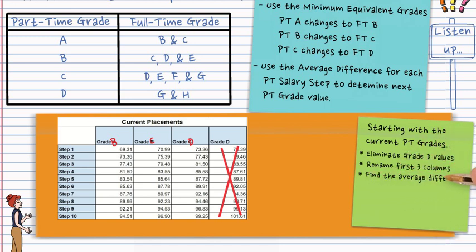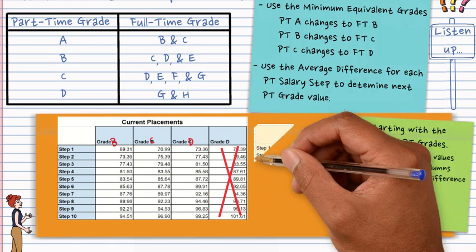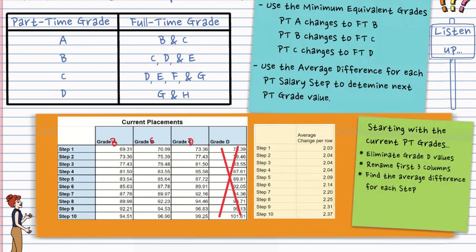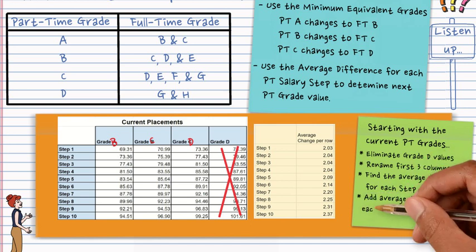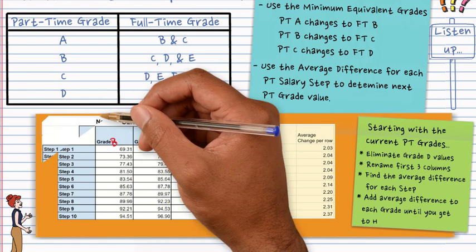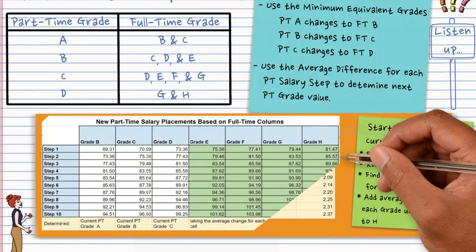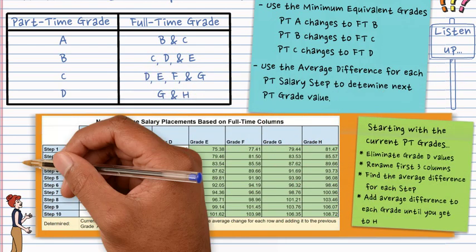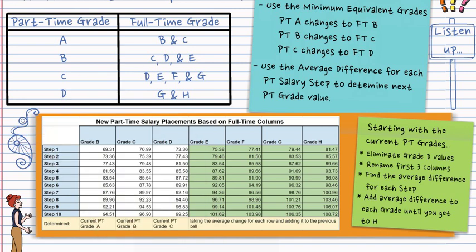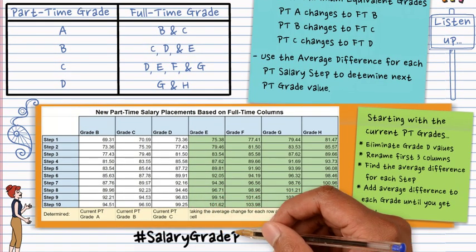Next, we used Excel to find the average differences for each step between part-time grade columns. To determine the values of the new grade E through H, we add the average values for each step to create each additional column. You can reference how each column was determined by looking at the bottom row of the table titled Determined. Let's move to grade parity.